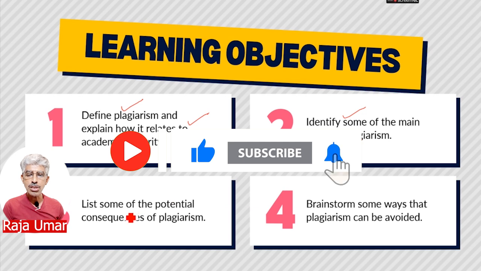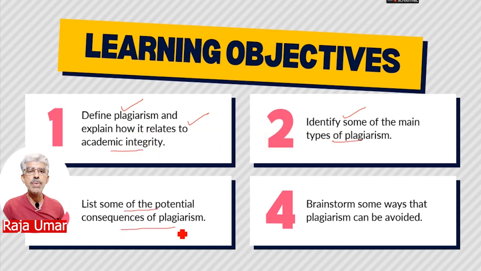Number 3, list some of the potential consequences of plagiarism if there are chances of plagiarism in our research work. What consequences would come up in front of us, and what would we be losing just because of having more and more plagiarism in our research work? Number 4, brainstorm some ways plagiarism can be avoided. How can we prevent those types of plagiarism? We will be studying that in today's topic. How can we avoid them, so that they are not there in our research?